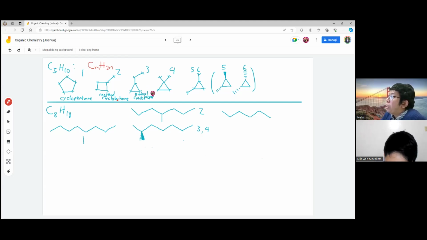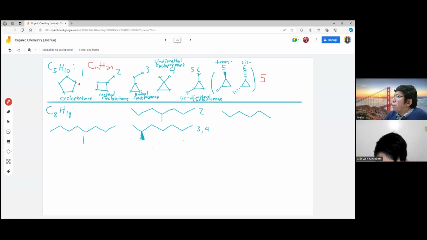Of course, I know you can easily name these compounds, no? Okay, 1,1-dimethyl. Can we have 1,3-dimethyl cyclopropane? Hindi po kasi this is 1,2. Okay, very good. However, yung 1,2-dimethyl cyclopropane mo, magkakaroon ng two stereoisomers, the cis and trans. Very good. So, 1, 2, 3, 4, 5, 6. Sorry, 6 points ito.